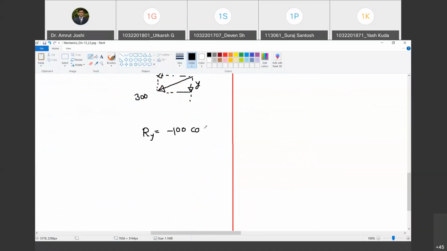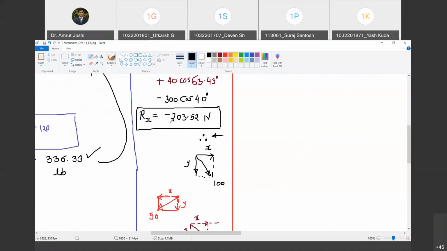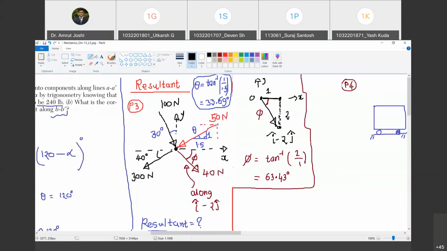What is the next component? What is the next force? I'm sorry. The next force is 50 Newton. What is theta? 33.69 degree. It is with the horizontal. So what is its vertical component? Cos or sin?